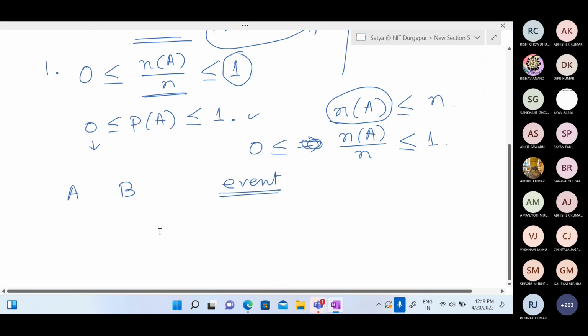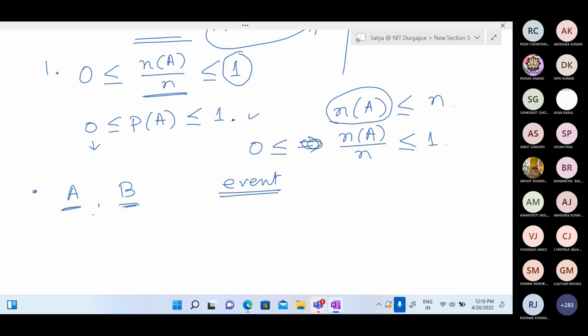Here, similarly, we are taking two events A and B, and mathematically we say that they are mutually exclusive if A intersection B is empty. A does not depend on B, or B does not depend on A. If A happens, then B cannot happen, or if B happens, A cannot happen. Then we call this mutually exclusive.